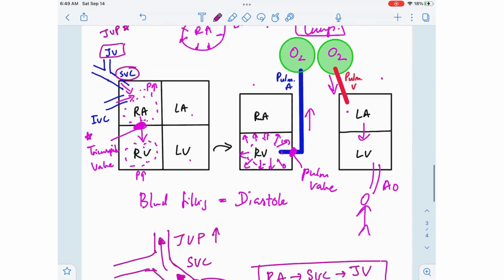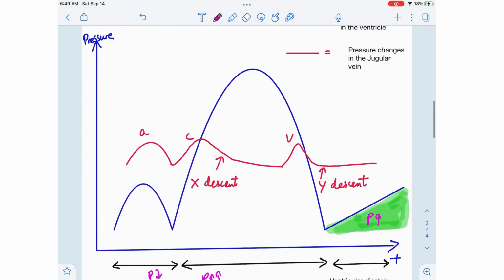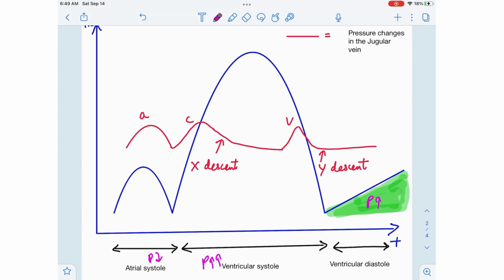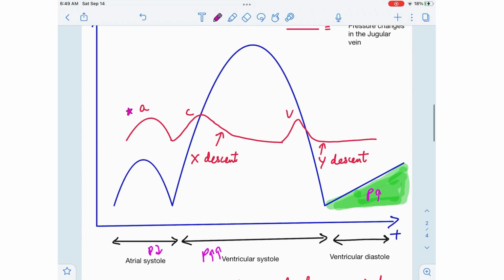So now let's move on to the JVP curve, the red line. Over here, right, you can see this A wave, right? The A wave happens during atrial systole. Why is that? Because like I mentioned before, when the atrium contracts, the pressure inside the atrium increases, and this will be translated into the jugular vein, right? This pressure will back up into the superior vena cava and the jugular vein. So when your right atrium is contracting, your jugular venous pressure will increase, right?